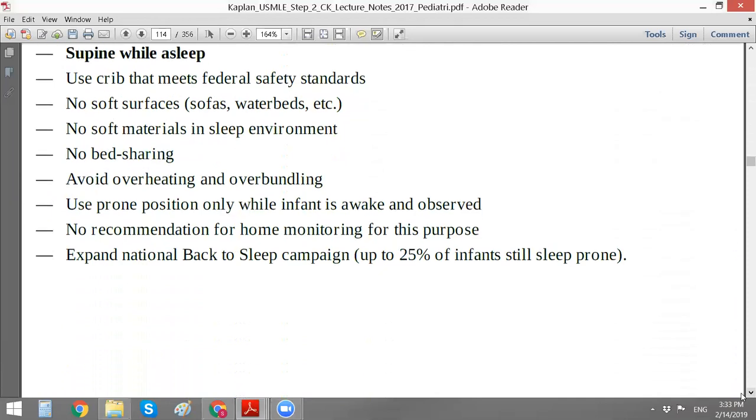Reducing risk: supine position when sleeping. Use a crib that meets federal safety standards. No soft surfaces, no soft material, no bed sharing, no overheating, no overbundling. Use the prone position only when the patient is awake. No recommendation for home monitoring for this purpose. Expand the national Back to Sleep campaign, as up to 25% of infants still sleep prone.